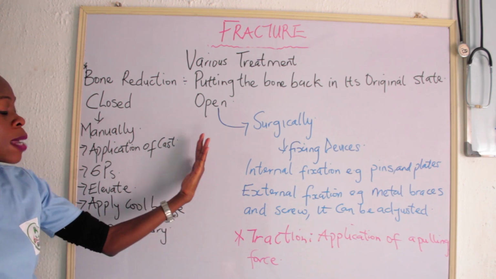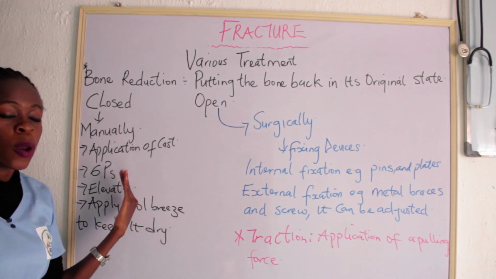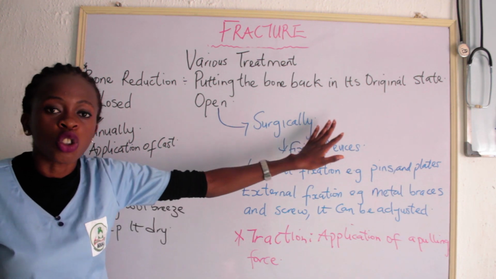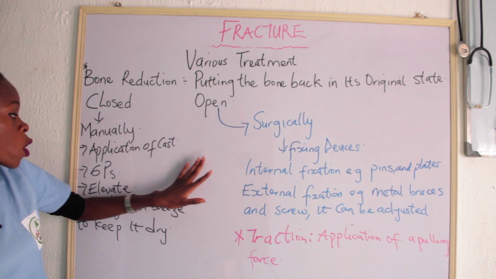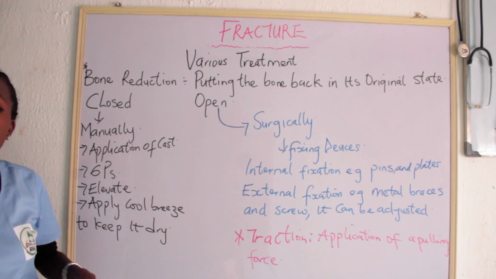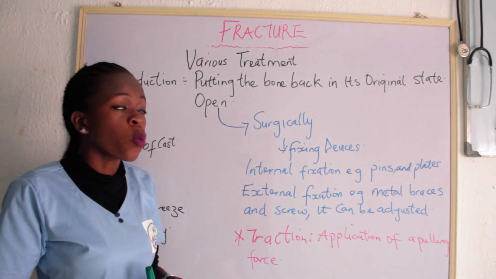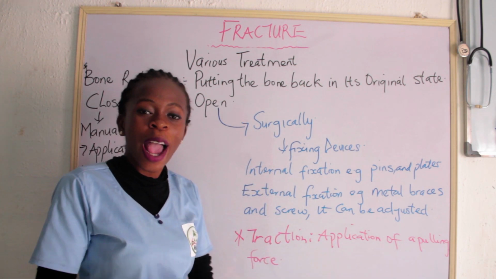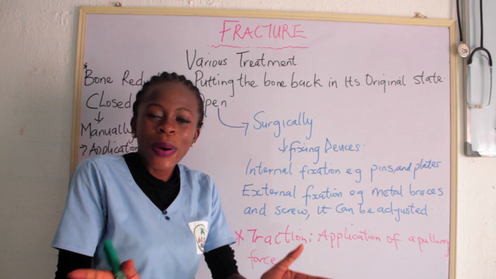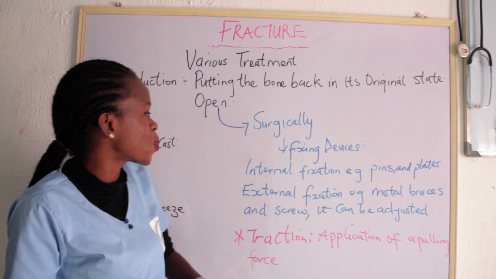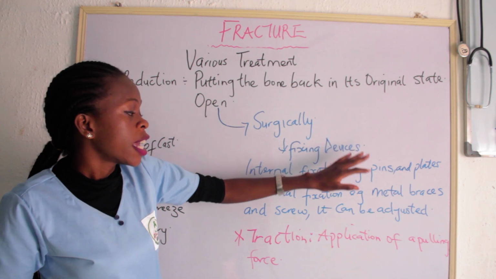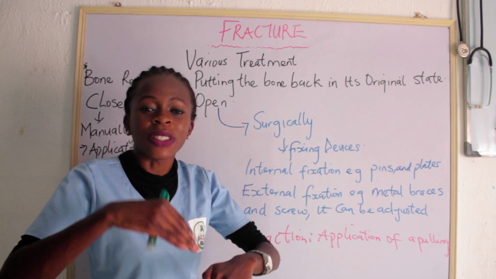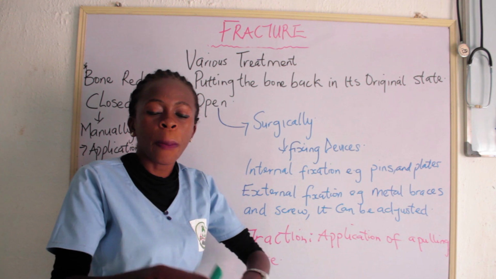So just know that the closed reduction is done manually. It doesn't require surgery. It doesn't require you opening the bones. It actually requires the application of cast. Then the other one is open. As the name implies, we have to open it to get into the bone to do what we have to do. And that is done surgically. It involves the fixing of devices in the bones to help healing.